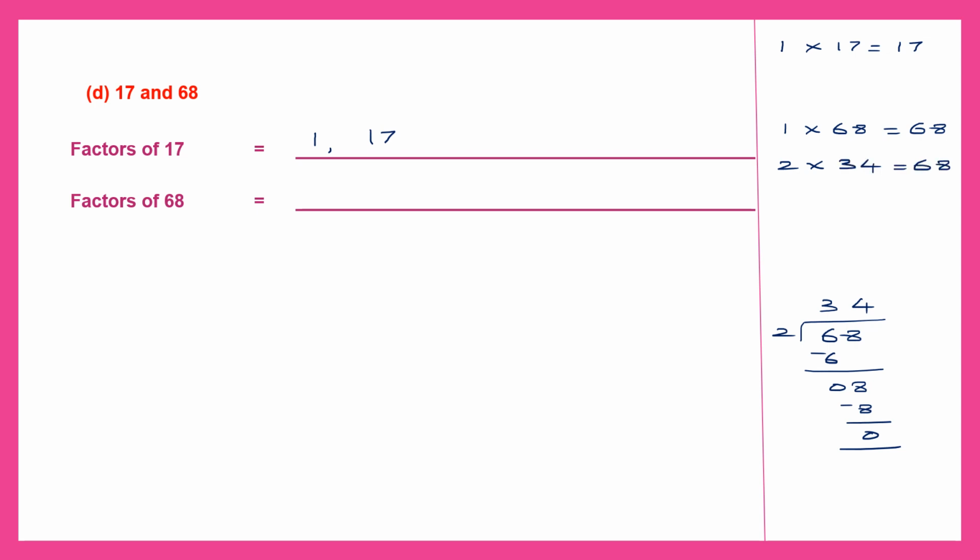Now let's try with 3. Is 68 divisible by 3? Let's do the test. 6 plus 8 is 14 and 14 is not in the tables of 3. That means 68 is not divisible by 3.